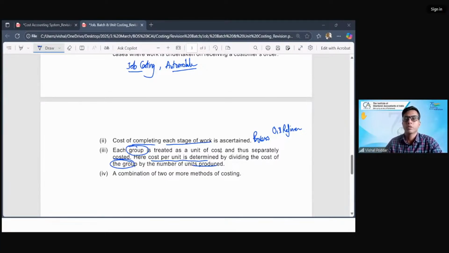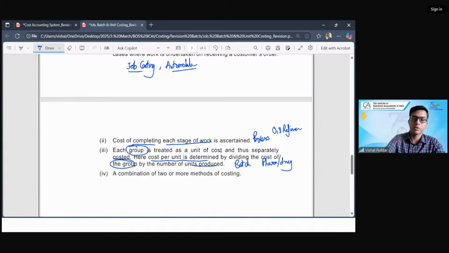So the method that is to be adopted over here is batch, and the industry is your pharma industry, the drugs and pharmaceutical industry. Because here, when you buy any medicine, you'll find the batch number on that. In fact, even your FMCG products, all these chips and all these items, they are manufactured in batches. And that is why on the wrapper, you will find in the details, you will find the batch number also.